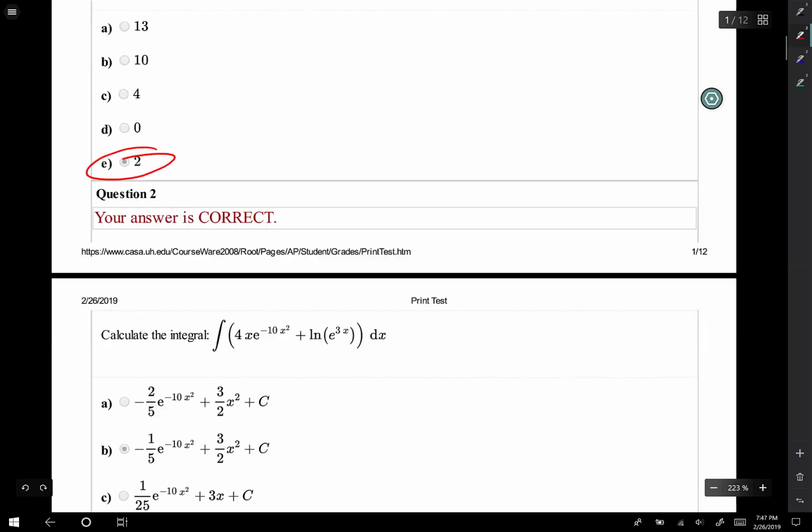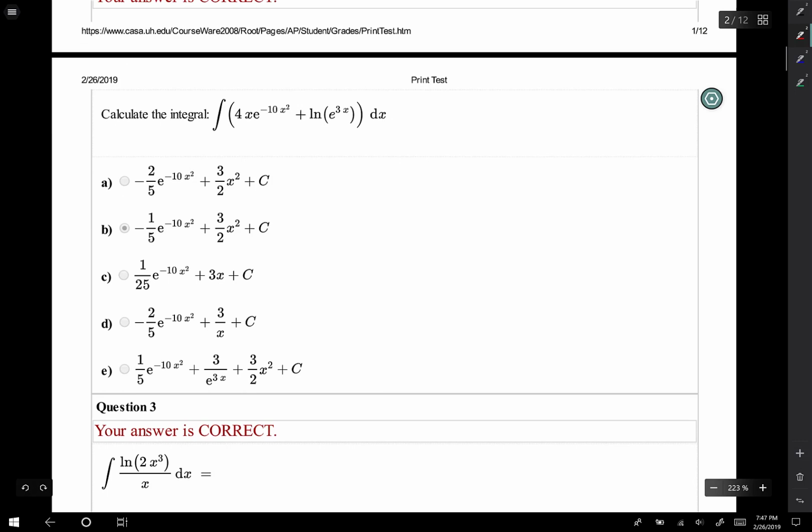All right, let's go to the next one. If you need to pause it whenever, guys. The key here is they're trying to check to see if you know your properties. So this really is the integral of 4x e to the negative 10x squared plus 3x ln e, which is just 1, dx. So I'm going to split this up into two integrals. I'm going to use u substitution for that one there. So I'm going to write it like this.